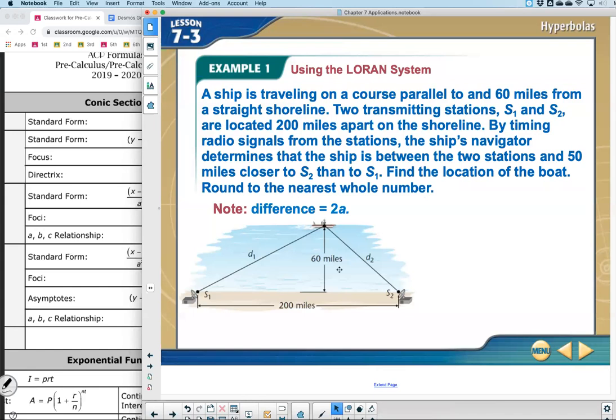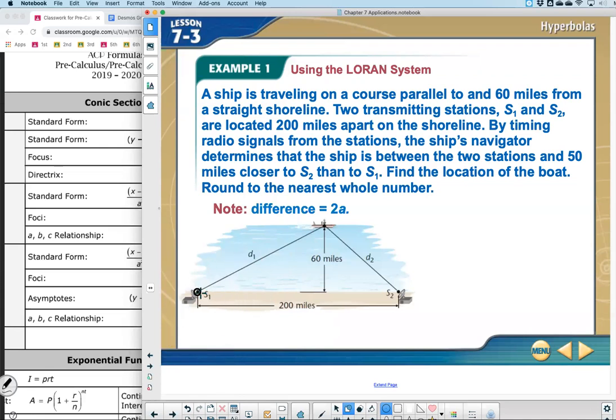So if I'm going to solve this, we need to know something about the boat. It says right here that the boat is 60 miles away from the shore, and it's going parallel to the shore. There are 2 transmitting stations. Each station sends out a beacon. You've seen these in the movies. They do that beep, and they send out something, beep, send out another one, beep. You know what I'm talking about?